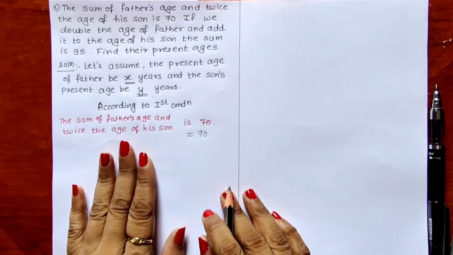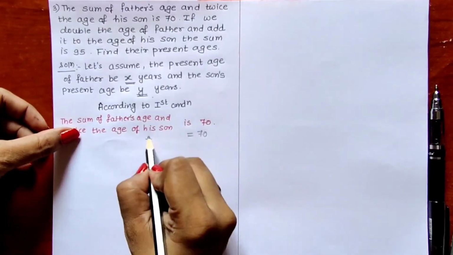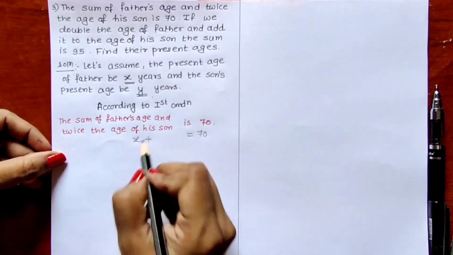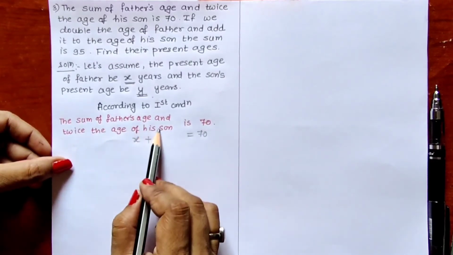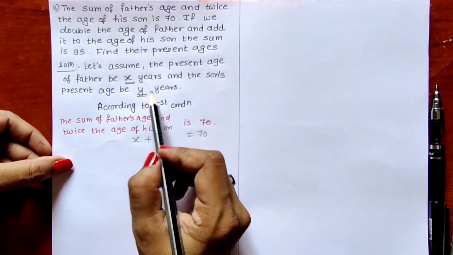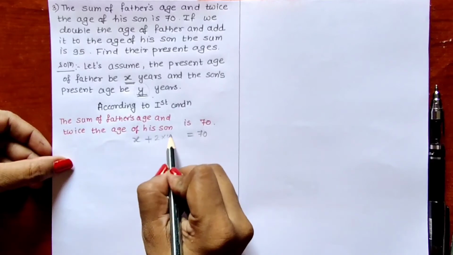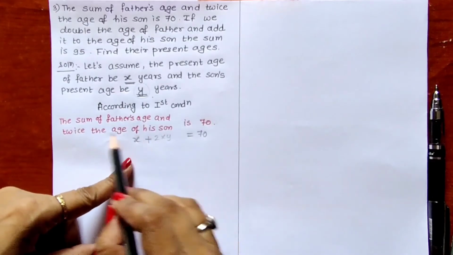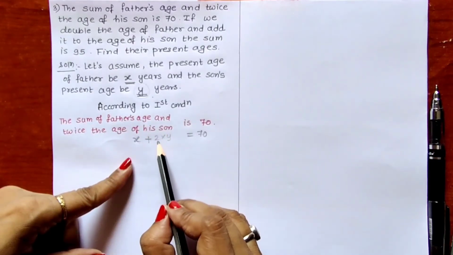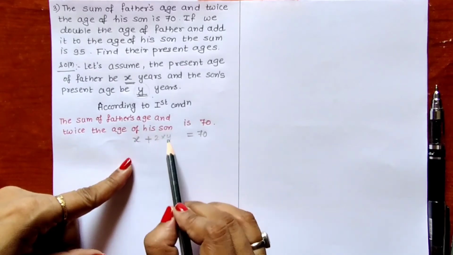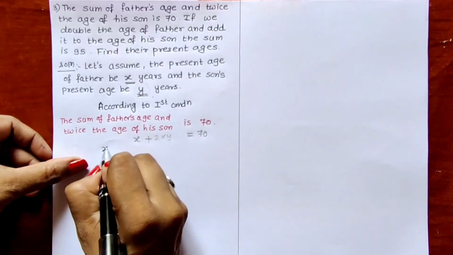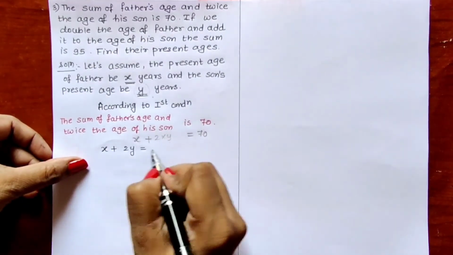Now what should be written on the left hand side? Sum. Sum means total, we will have to add. Father's age. Father's age we have taken x. So x plus what we will have to write? Twice the age of his son. His son's age we have taken y. And twice means 2 times. 2 times means 2 multiplied by y. Father's age plus twice the age of his son, twice means 2 multiplied by age of his son, y. So in this way we have got our first equation, x plus 2y equal to 70.